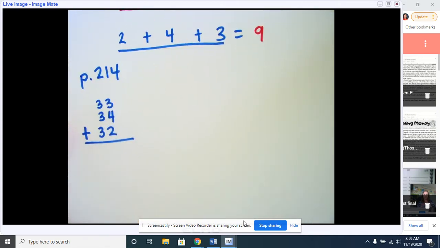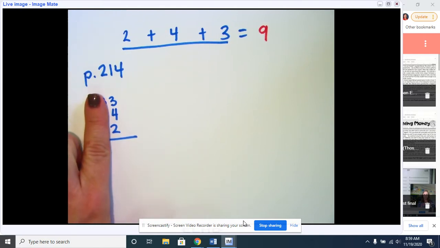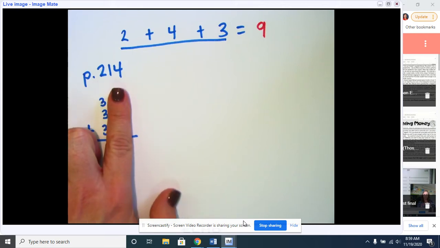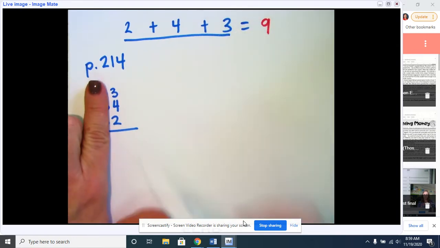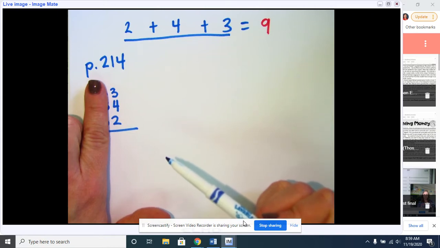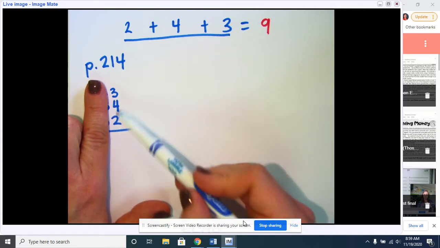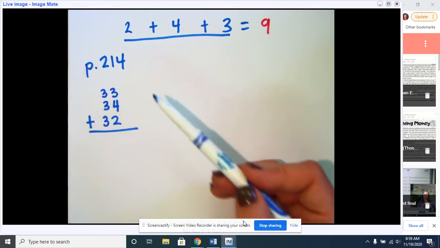Now, I'm going to show you two ways. When you have 3 or 4 addends, I think it's easiest to add your ones place and then add your tens place. The first thing you want to do is look for a 10. Do any of these two numbers add together to make a 10? They don't. So the second thing you're going to do is add the two largest numbers. In this situation, it would be 4 and 3.